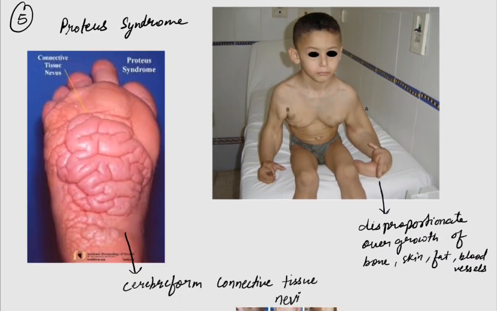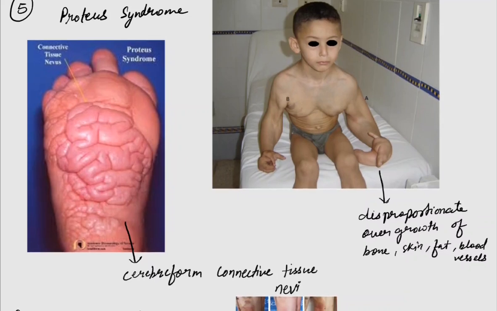Coming to Proteus syndrome, here there is cerebriform connective tissue nevi present. Other anomalies are disproportionate overgrowth of bone, skin, fat and blood vessels.